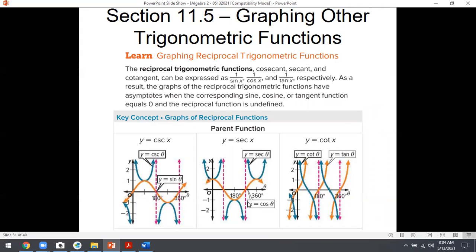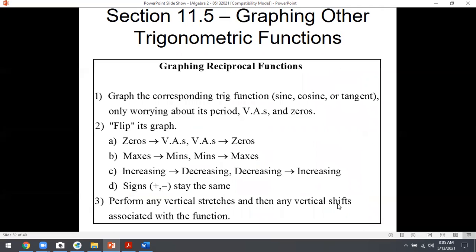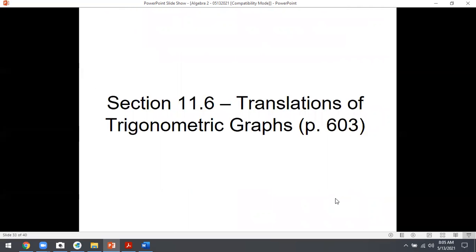And the exact same pattern goes with all the other 2. Secant, if you flip it, increasing and decreasing change roles. Cotan, if you flip tan, be careful when you're flipping tan. Infinities become zeros and zeros become infinities, but it looks something like this blue one right here. And that's pretty much all there is to it.